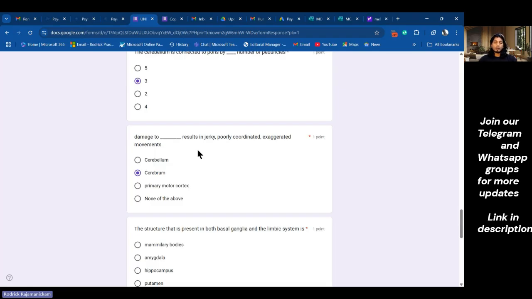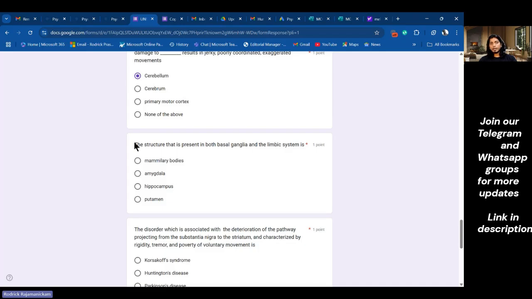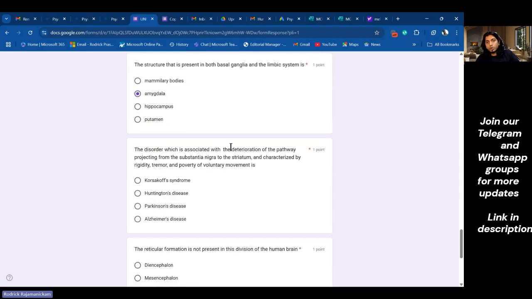They may also have difficulty looking up and down, and nystagmus can be present because of that. Nystagmus is an eye movement. So these are all some cerebellar signs. Okay. The structure that is present in both the basal ganglia and the limbic system is the amygdala. So yeah, easier. Okay, so now we talked about the basal ganglia, right?